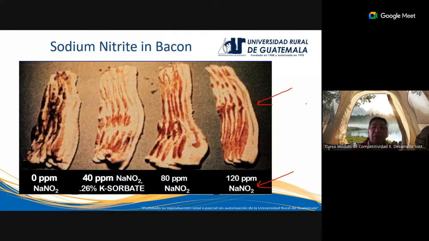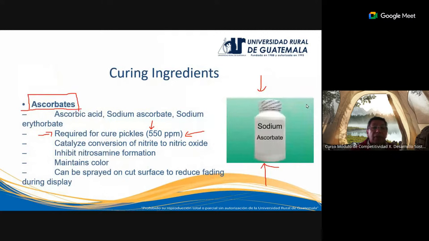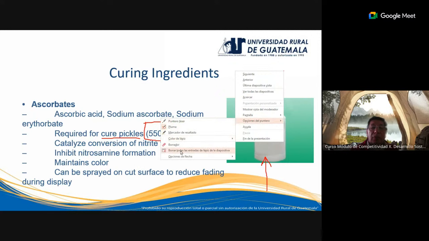So let me check if there is anything else. Yes, here we saw another recommendation that we can use this type of preservative using a concentration of 550 parts per million to preserve or cure pickles. Okay, so you can also get this product at a drugstore or pharmacy to cure your meat. Let's check if I have more recommendations for you here.